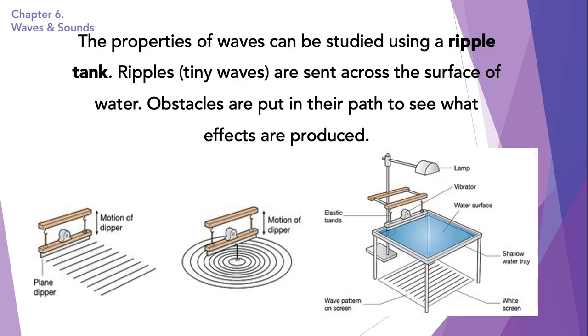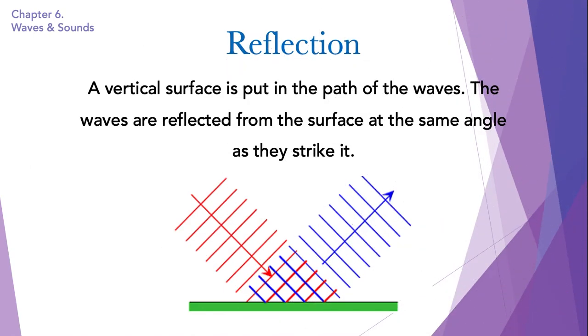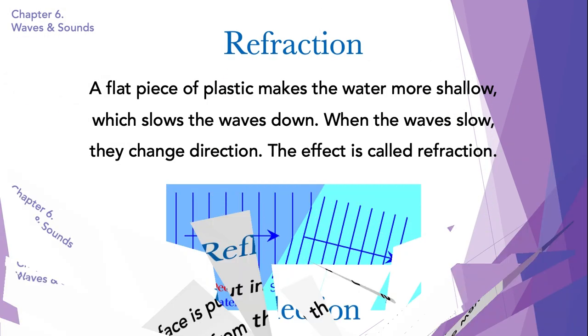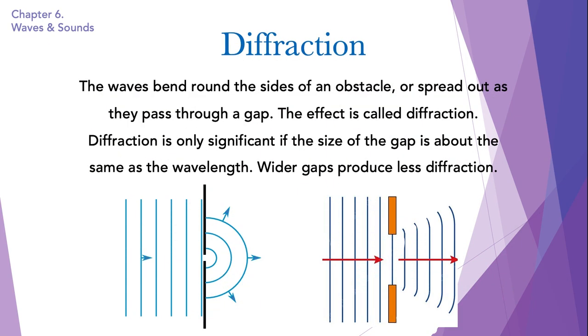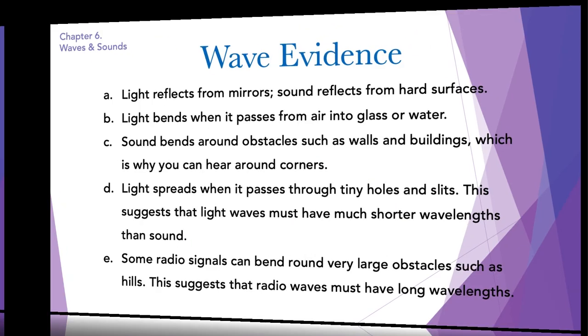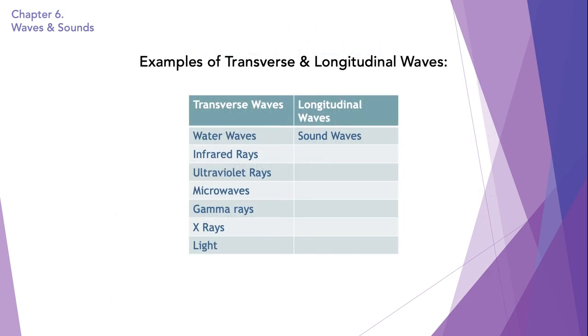The properties of waves like reflection, refraction, and diffraction. We looked at some of the wave evidences of diffraction, refraction, and reflection in our daily life. Here we have the table of examples of transverse waves and longitudinal waves. We have all electromagnetic radiations in transverse waves as well as water waves. Longitudinal waves only have sound waves.